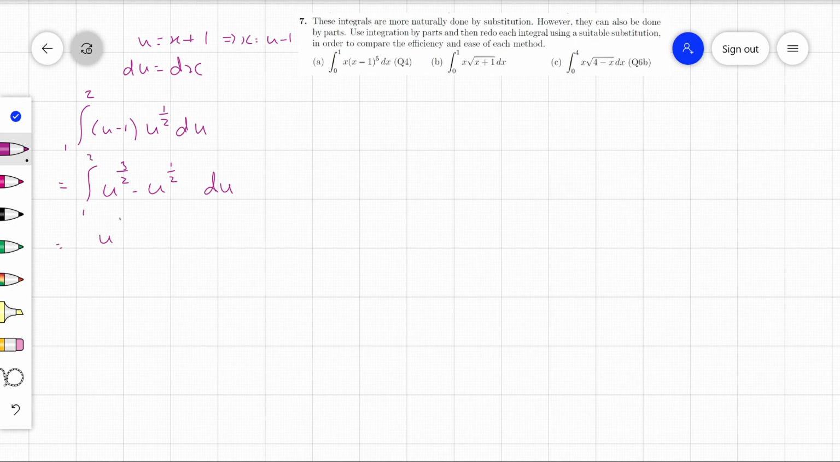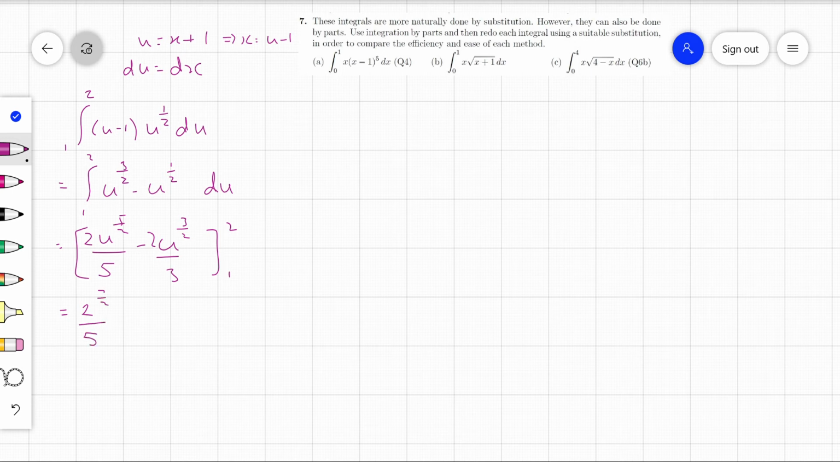Okay, so add 1 to the power, we get 5 on 2, divide by 5 on 2. Add 1 to the power, we get 3 on 2, divide by 3 on 2. So 1 to 2. So if I put 2 in here, you can do it different ways. I've got another 2, so instead of 5 on 2, I could make that 7 on 2.